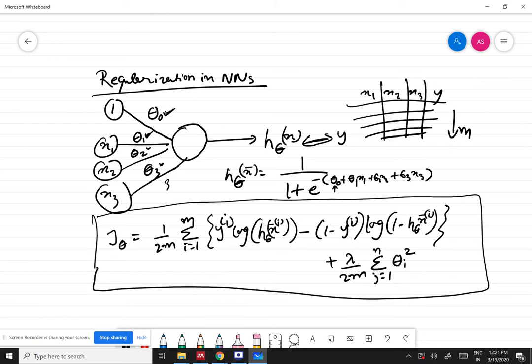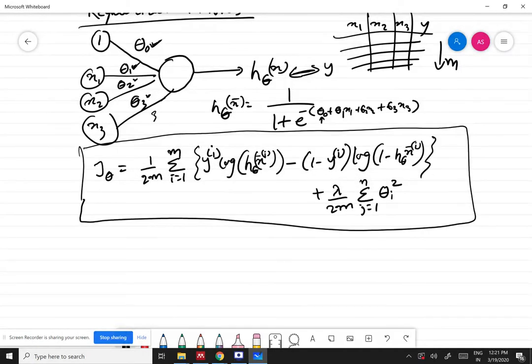Now when we come to neural networks, a neural network is a network of many logistic regression units, although they can have different activation functions. But the basic network is a network of a large number of logistic regression units, all connected with each other layer by layer.